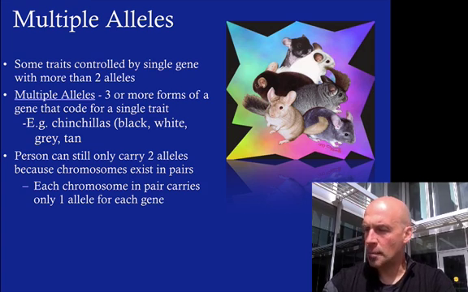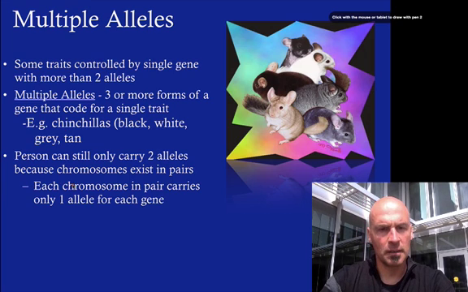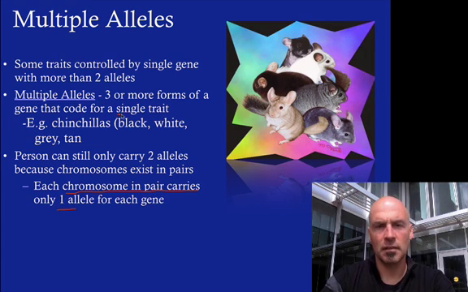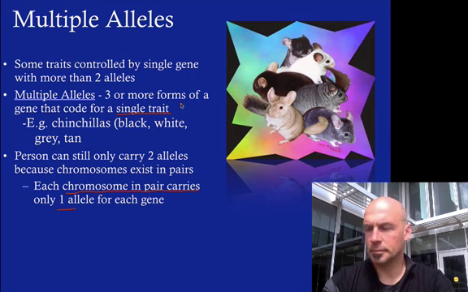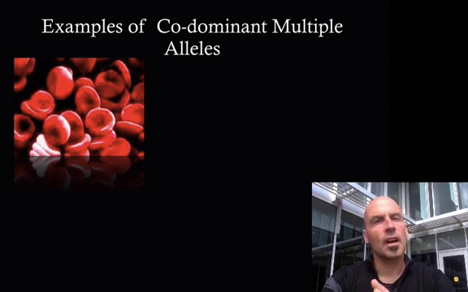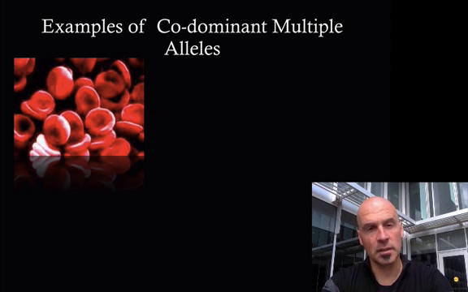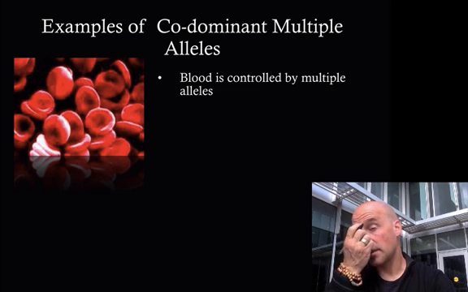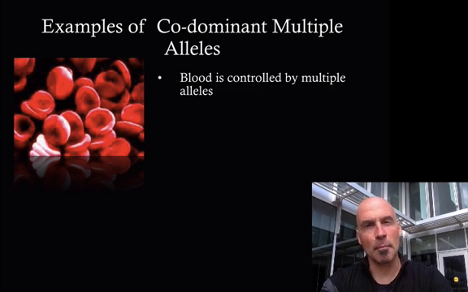All right, so as I said, each of the chromosomes in a pair carries only one allele for each gene. But again, you can have different forms of that gene for a single trait. A great example of codominance with multiple alleles is blood cells. Basically, blood is controlled by multiple alleles.